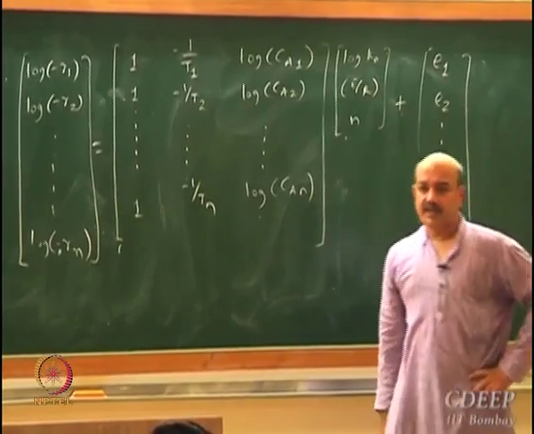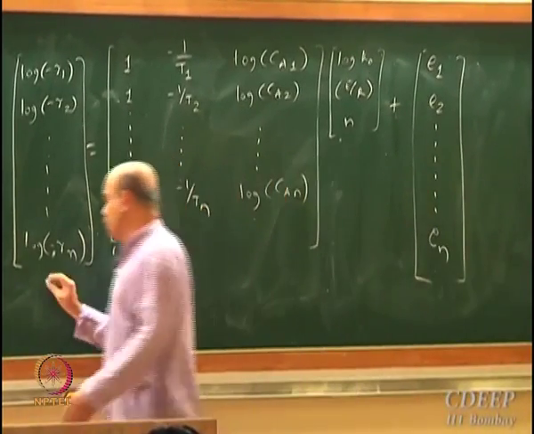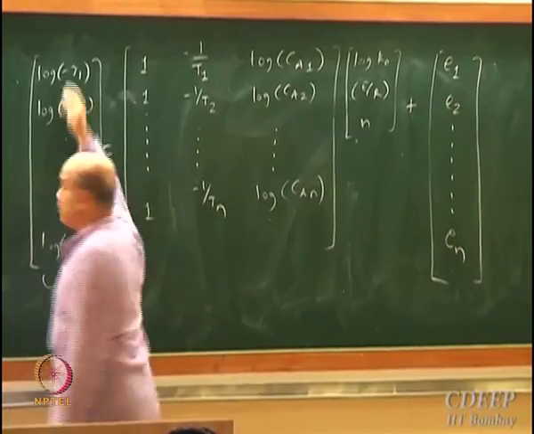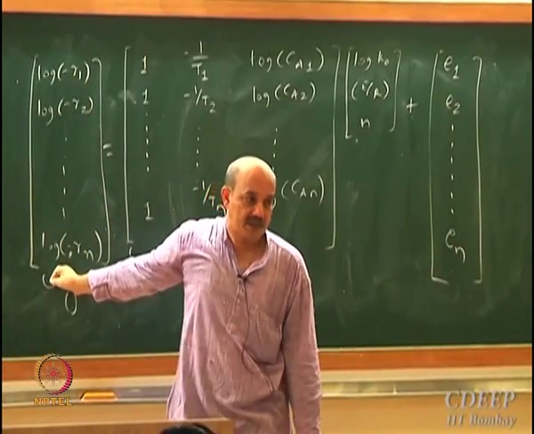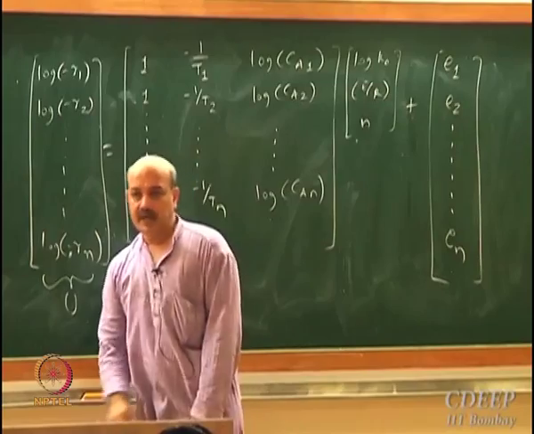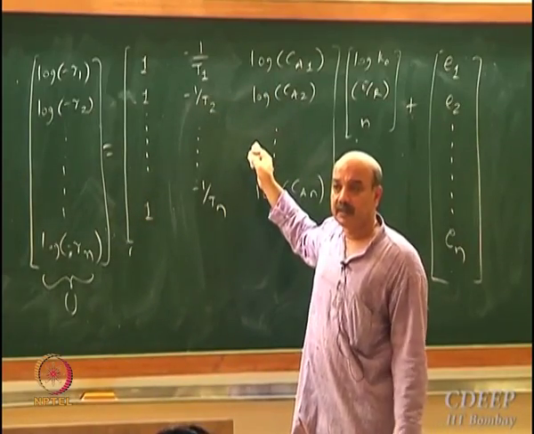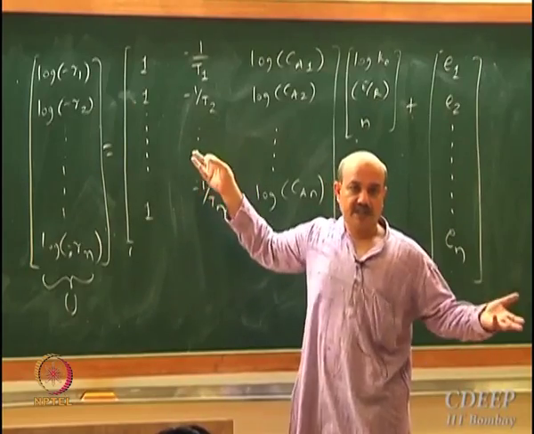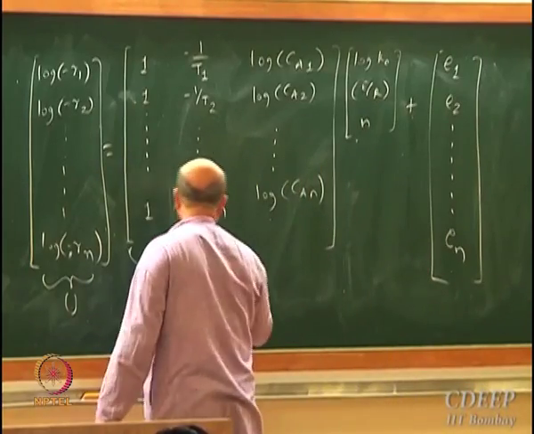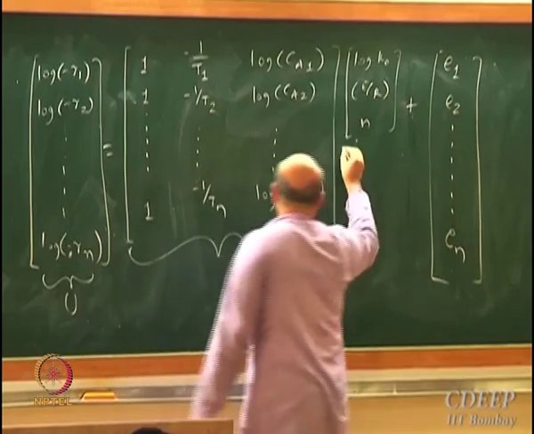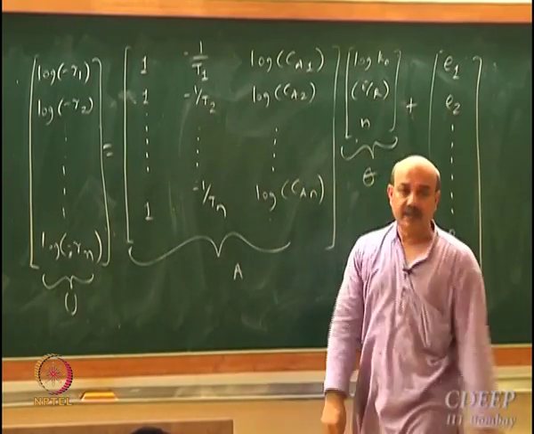So this is the equation that you get. This is the U vector which you know, because you know the rates at different temperature and concentration. You have estimates of the rates. This matrix is known to you, the A matrix. Temperatures are known to you, concentrations are known to you. So this is a known matrix. This is my theta which I want to estimate.